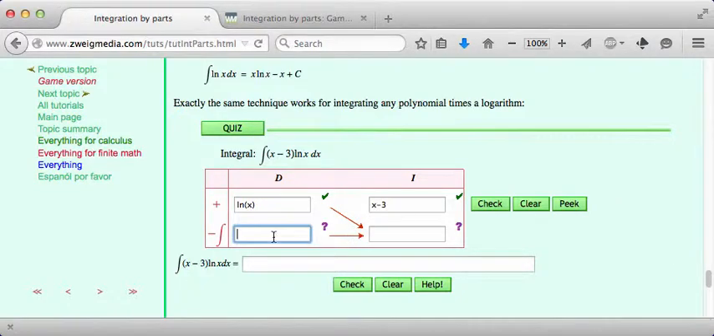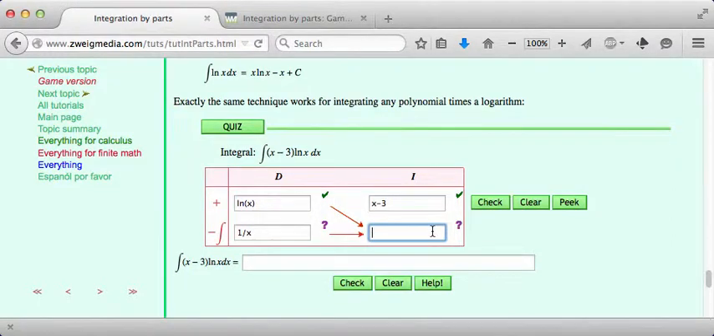And it says, oh, I've got to take the derivative of log x, that's 1 over x. What's the integral of x minus 3? Well, let's just integrate that thing. The integral of x is x squared over 2, and the integral of 3 is 3x. So let's try that and see, and it's quite happy with everything.